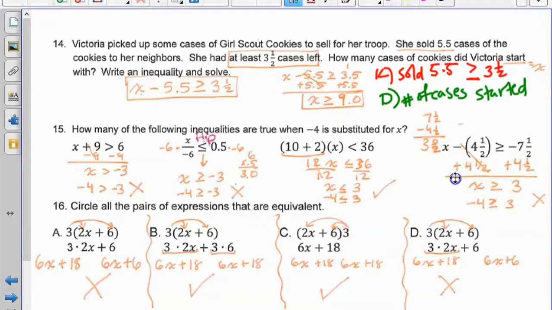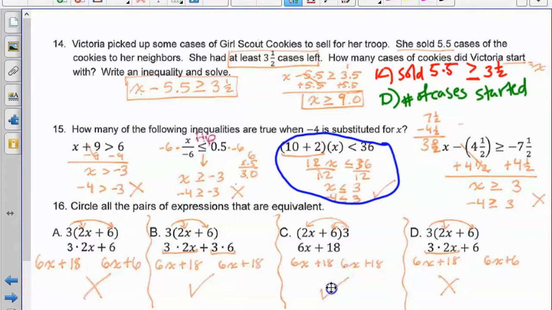Over here, I have to add 4.5 to both sides. Remember, with negative numbers, negative and the positive, you add them up, I need to subtract the 2. We get 3 and 0.5, so just 3 by itself. X is greater than or equal to 3. That's not true. The only one I know that is true is just this one right here. Only one is true.